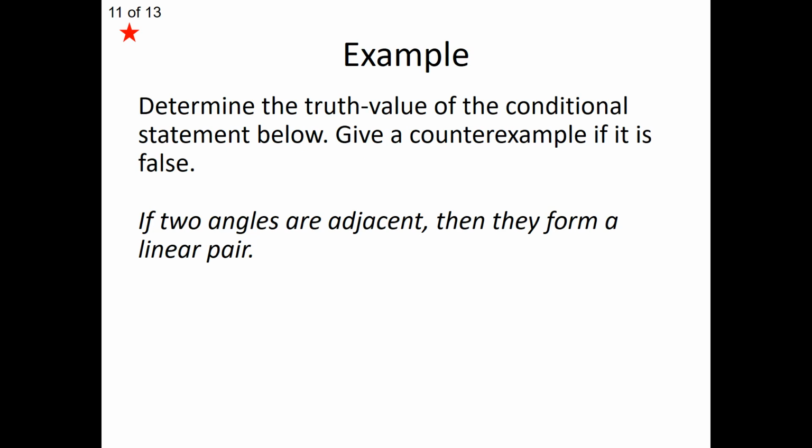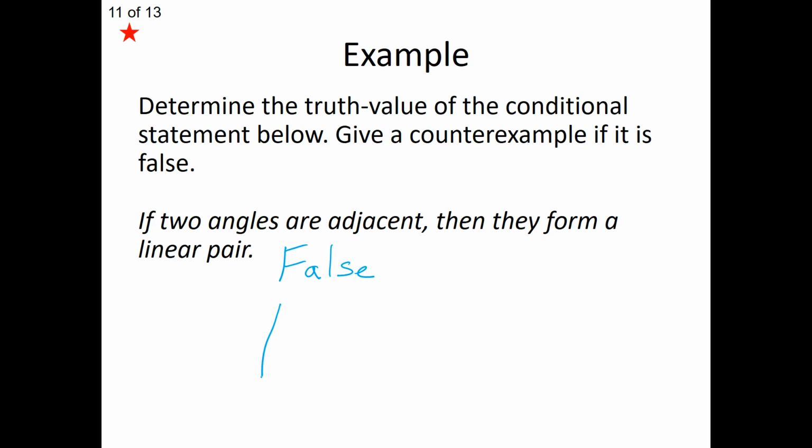Let's do an example. If two angles are adjacent, then they form a linear pair. Well, we're going to analyze this statement and determine if this is true or false. And if it's false, we're going to provide a counterexample. Okay, so I'm thinking in terms of adjacent angles, right? Adjacent angles have a common side and their interiors do not overlap. Well, as I think about this, this statement is actually false. I can think of plenty of adjacent angles that don't form linear pairs.